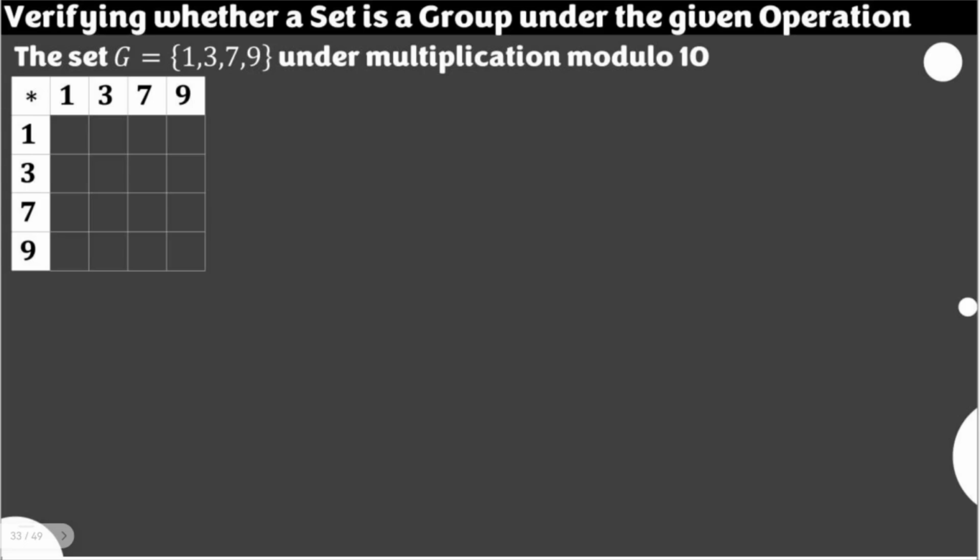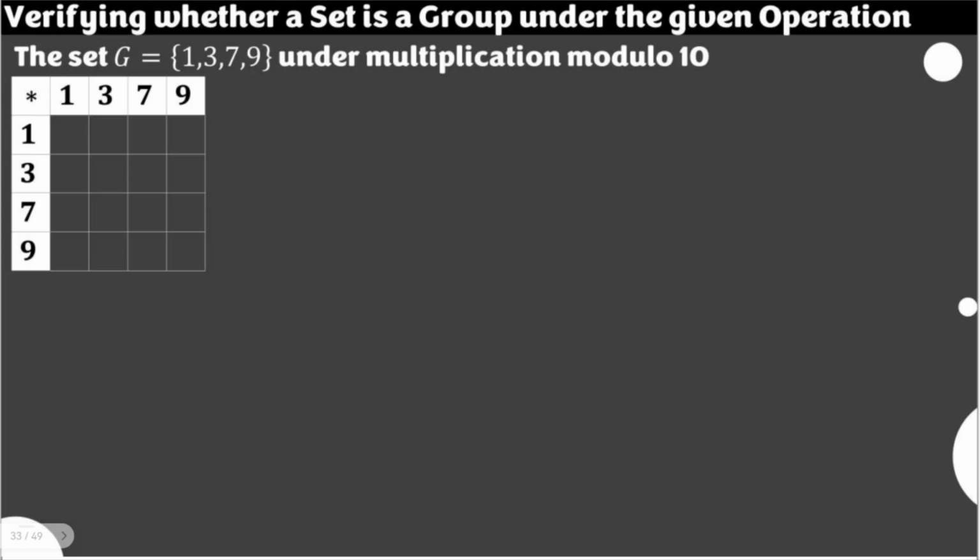Let us verify whether the given set is a group under the given operation. Specifically, the set G containing elements 1, 3, 7, and 9 is a set under multiplication modulo 10. So we have a lot of axioms, not necessarily a lot, but we do have axioms to consider in order for us to say that a given set is a group under the given operation.